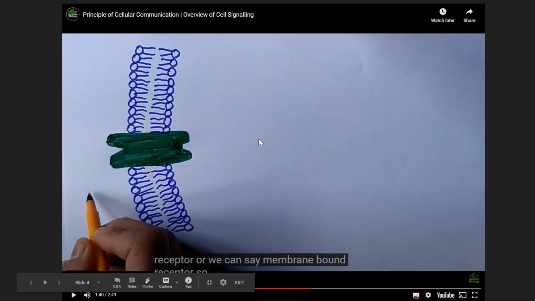Okay, right now he's showing an example of a cell signaling pathway which happens with membrane proteins on your cell membrane. So the receptors are on the cell membrane, they're extracellular receptors, or you can say they are transmembrane receptors.